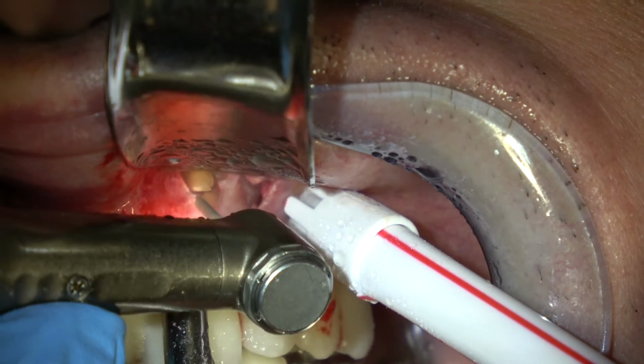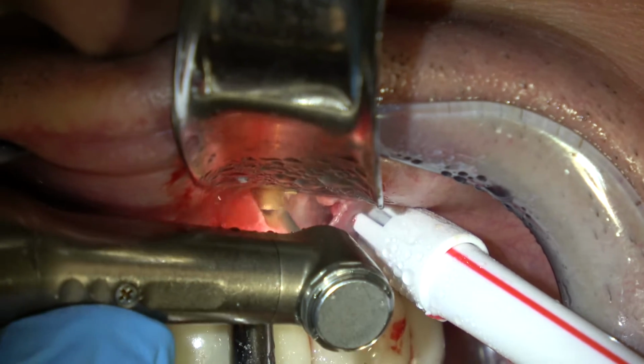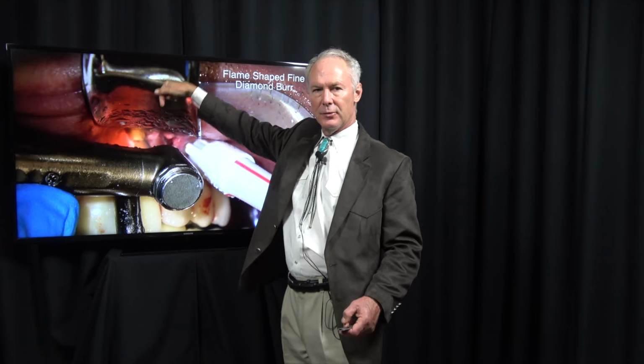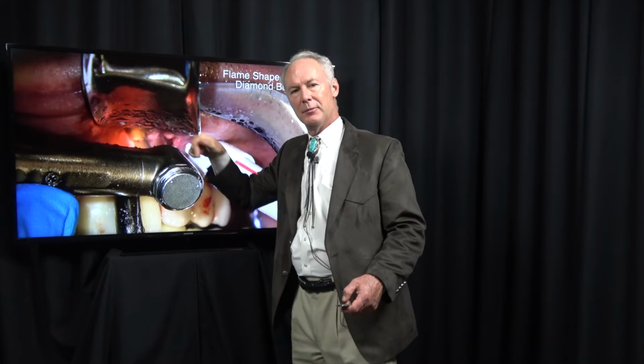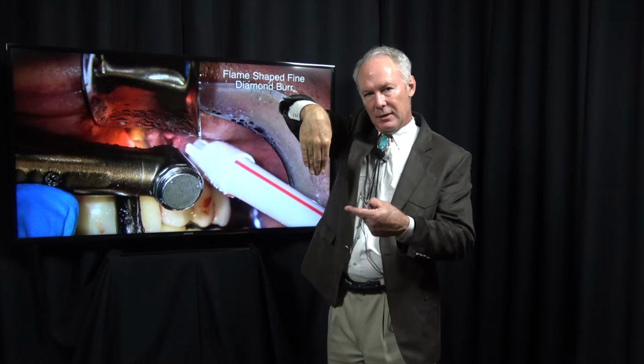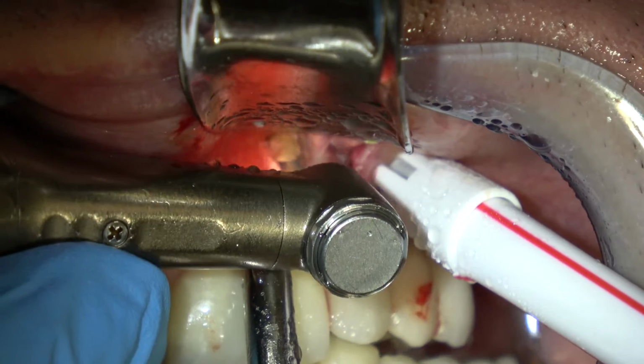So lots of water, high speed, a bevel. The reason you cut a bevel and not straight through, it's easier to put your retro fill material into a beveled cut than a cut that's perpendicular to the long axis of the teeth. So make that cut beveled.